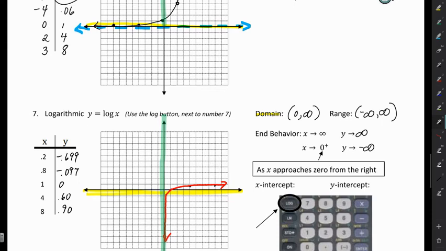The y-intercept here, we don't have one, that's none. And the x-intercept here is happening at (1, 0).